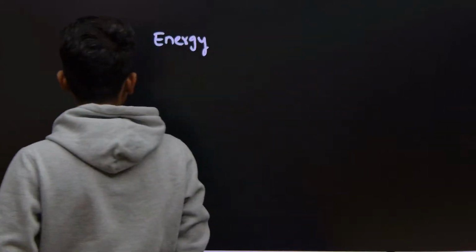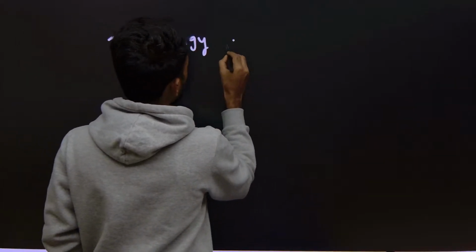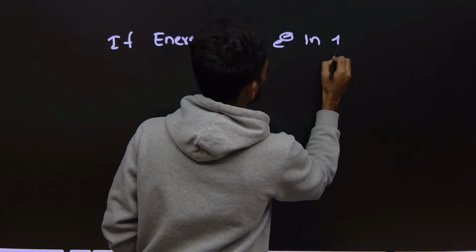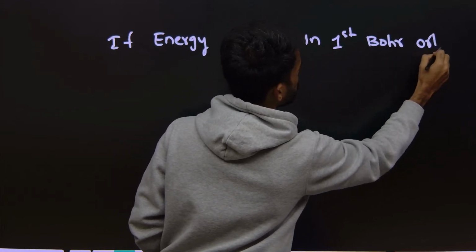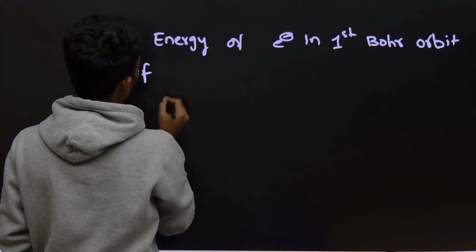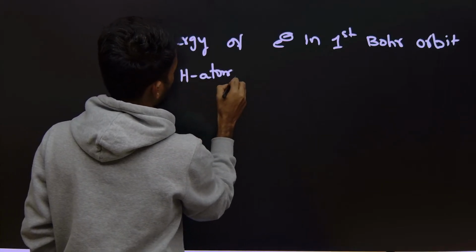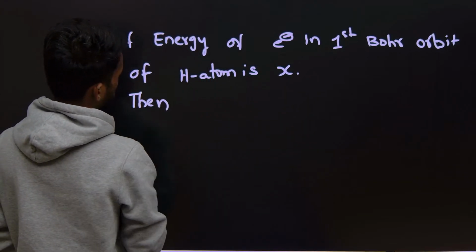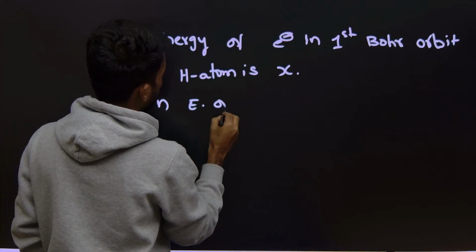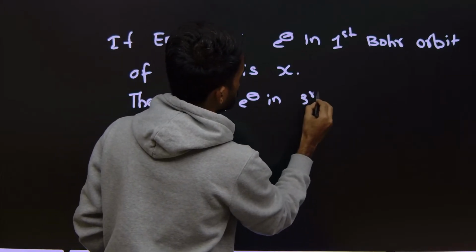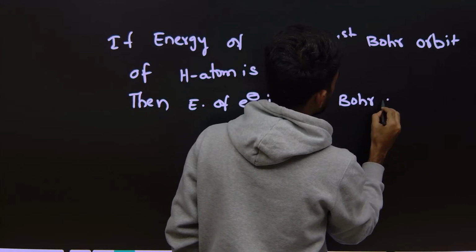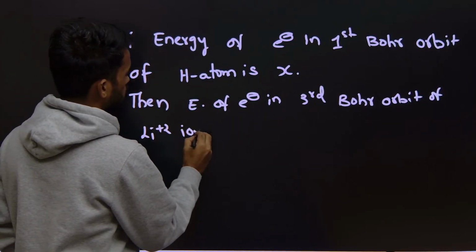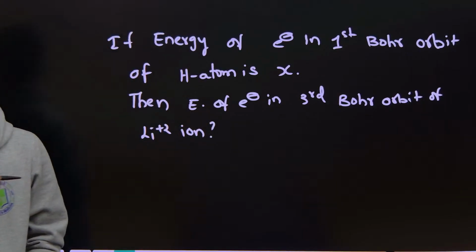I am giving you one question in that manner, so you can use this. The energy of the electron in the first Bohr orbit of hydrogen atom is x, then the energy of the electron in the third Bohr orbit of lithium plus 2 ion. In terms of x, you should answer me this in the chat box.